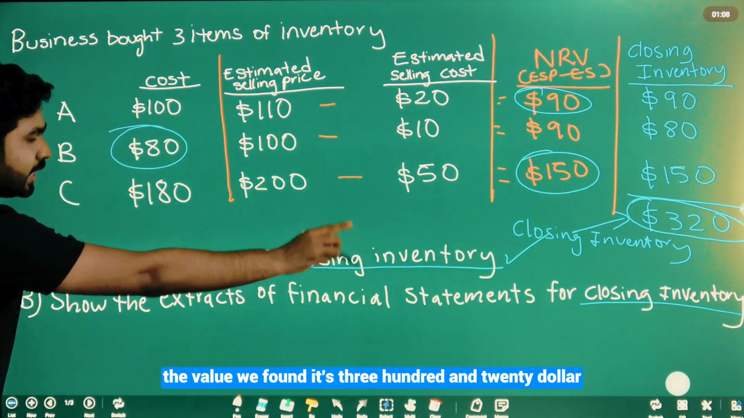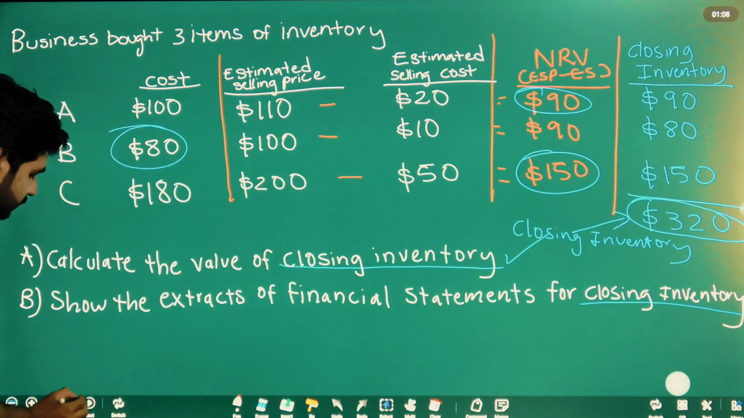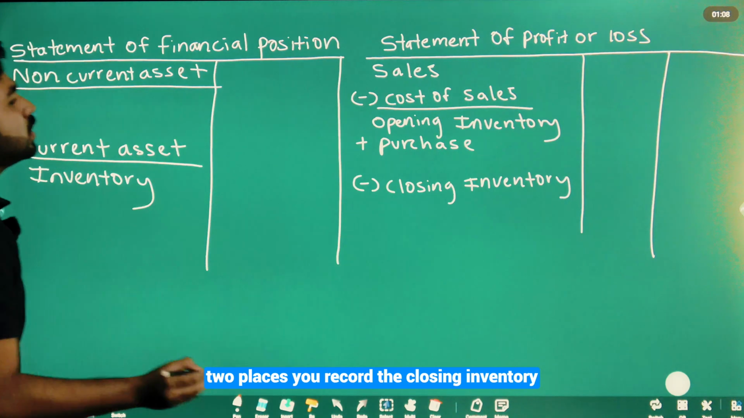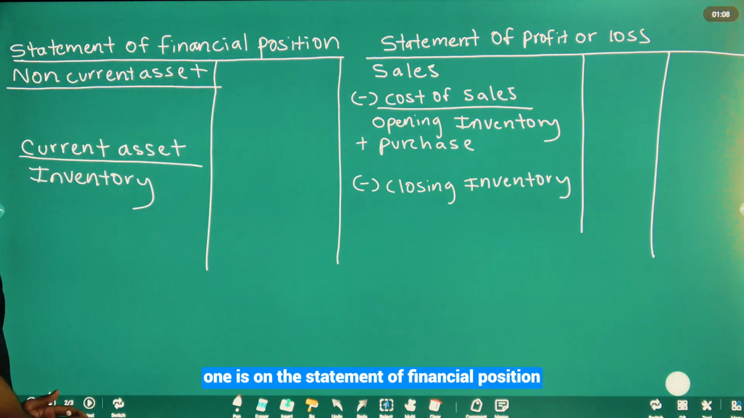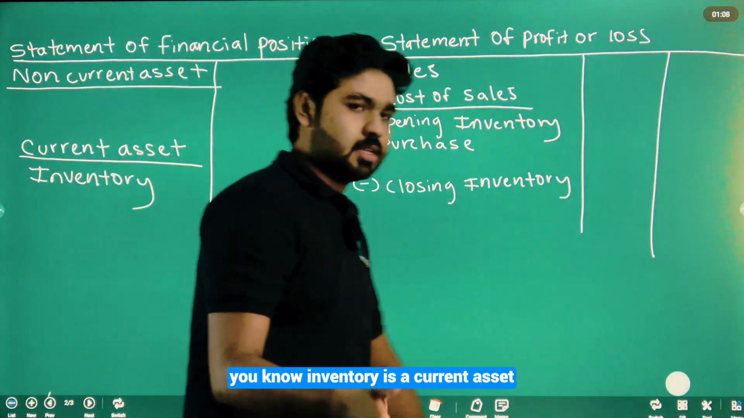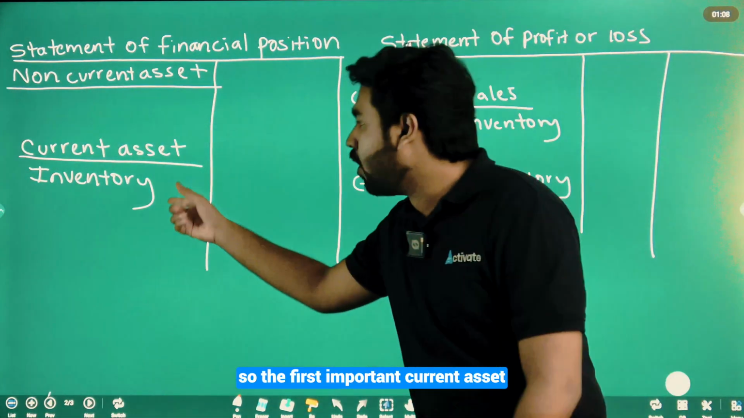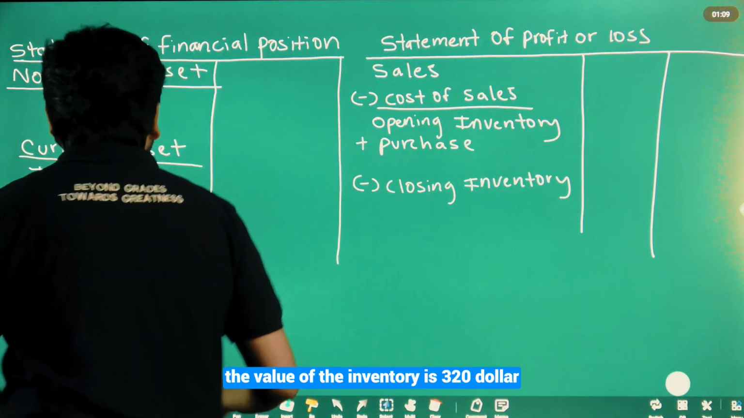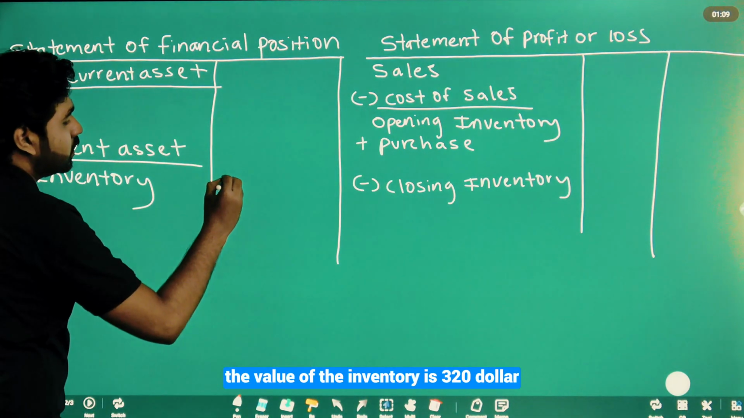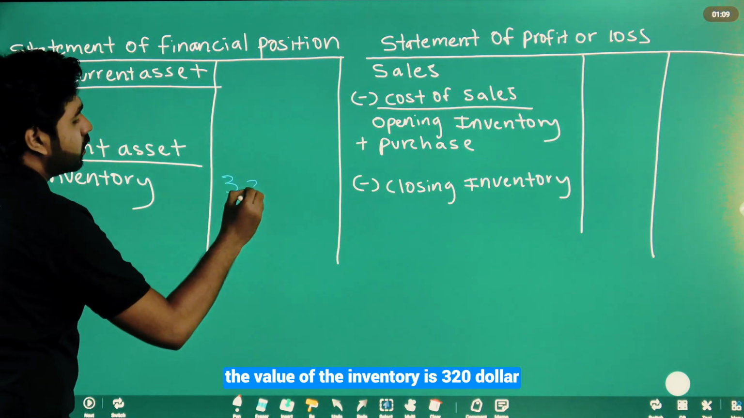The value we found is $320. Two places you record the closing inventory. One is under the statement of financial position. You know inventory is a current asset. So the first important current asset I will be recording is inventory. The value of the inventory is $320.